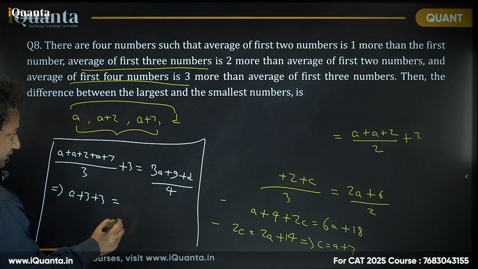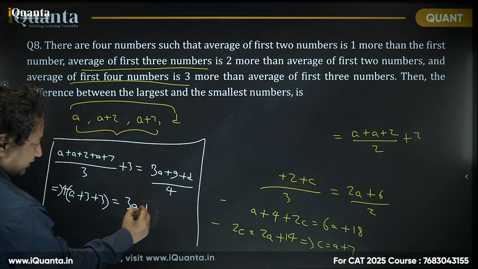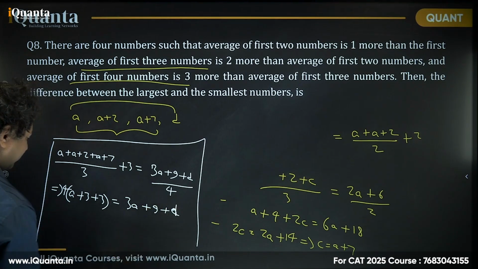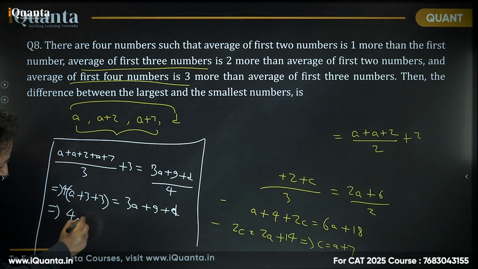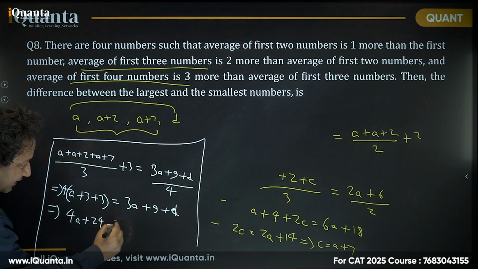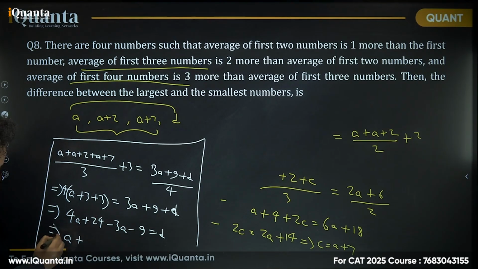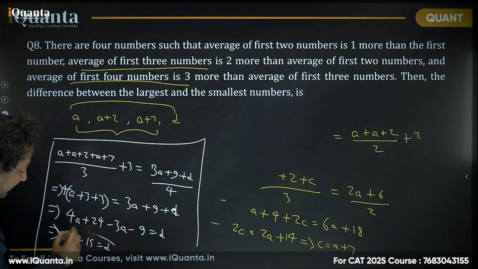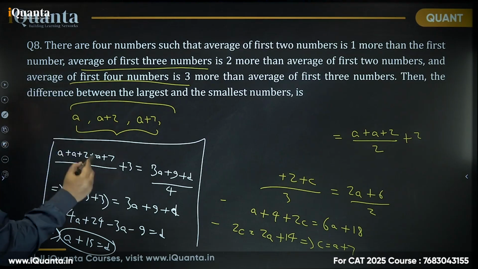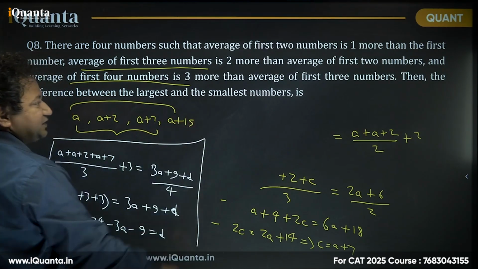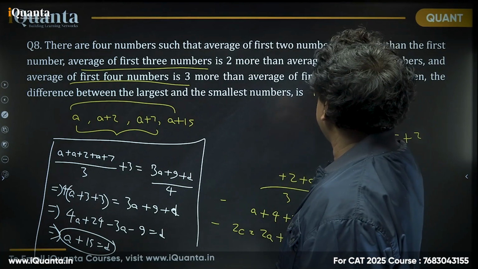So this A plus 3 is equal to, and let's multiply this by 4. Cross multiplication, we have 3A plus 9 plus D. So A plus 6, this is 4A plus 24. 4A plus 24, this comes here, minus 3A minus 9 is the value of D, which makes A plus 15 as the value of D. Nice. I think it's solved now. So this is A plus 15. We need to find the difference between the smallest and largest. Smallest is A, largest is A plus 15. So the answer is 15. That's it.